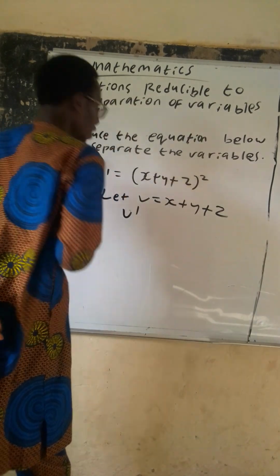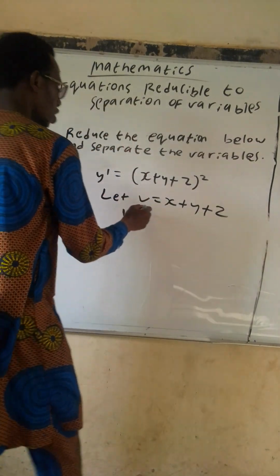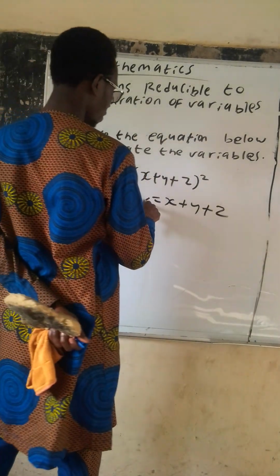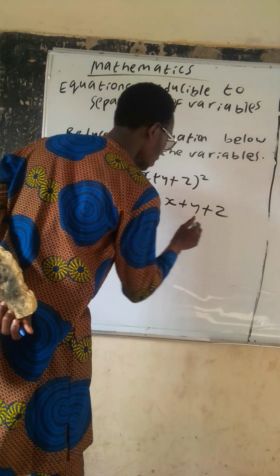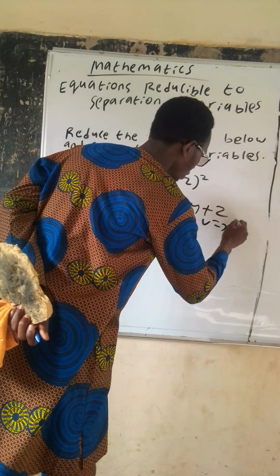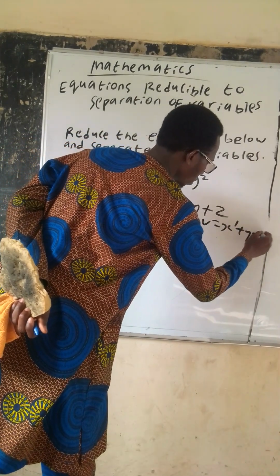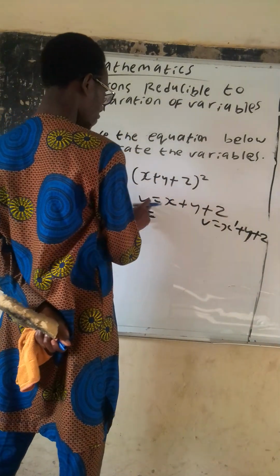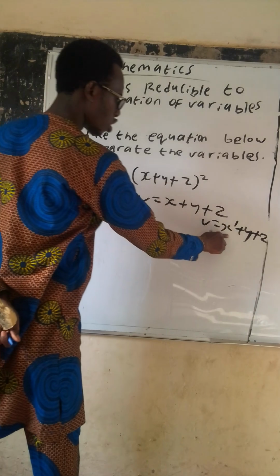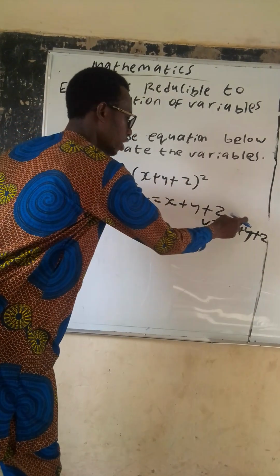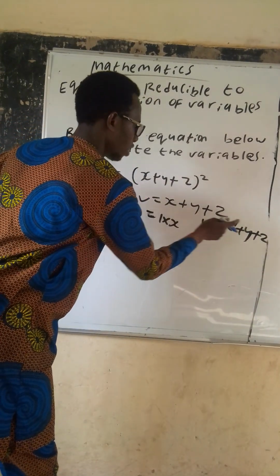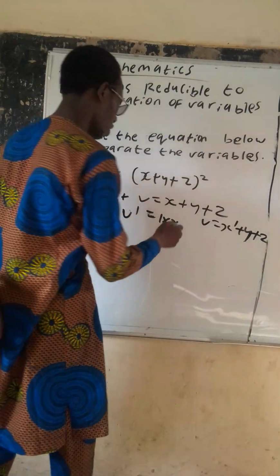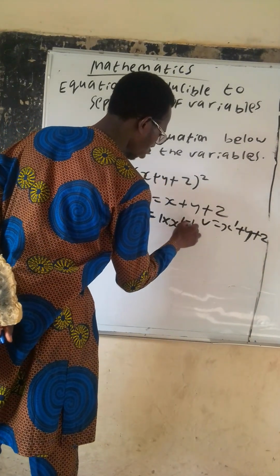We have the first derivative of v, that is v prime, equals to, make sure you understand that v is the same thing as x raised to power 1 plus y plus z. So now let's find the derivative of v with respect to x. We have 1 multiplied by x, and we are going to subtract 1 from the power, raised to power 1 minus 1.